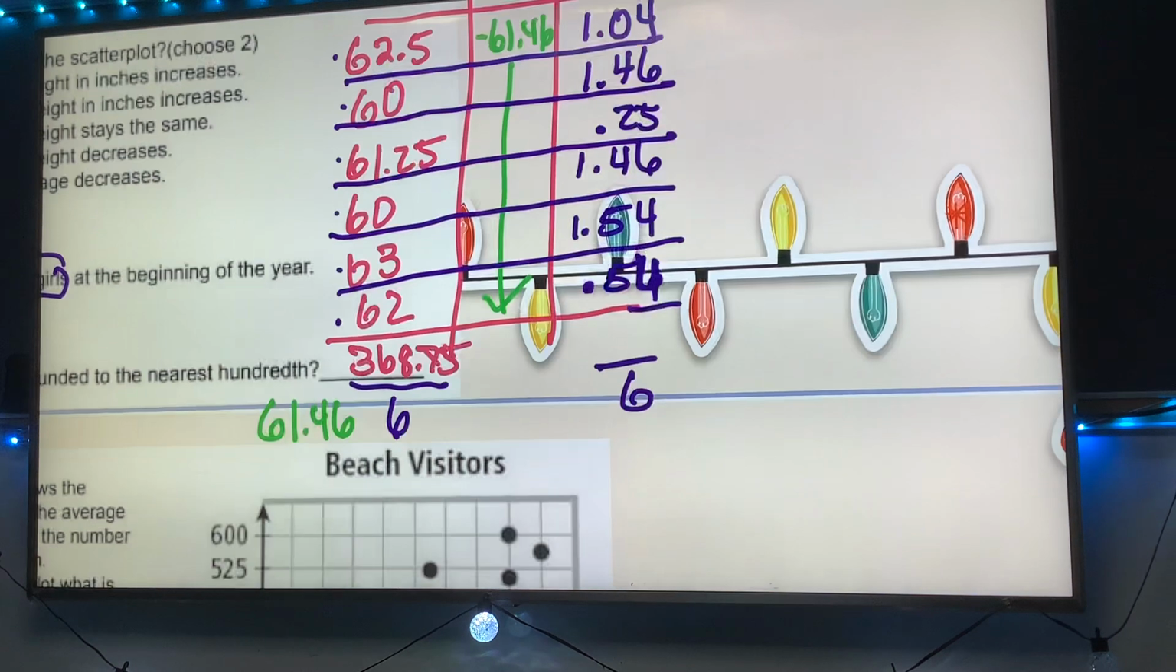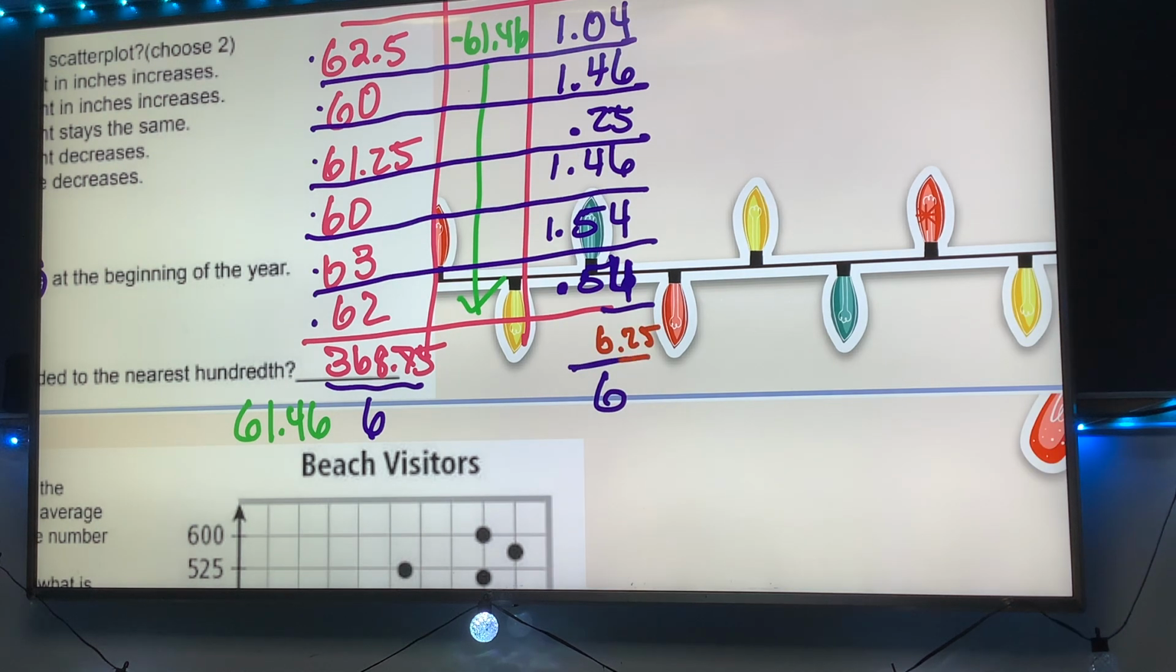Now you are going to add up that last column. So you can pause the video and add up the last column. And you should get 6.25. You're going to take that and divide by 6. And it says rounded to the nearest hundredth. So I have this as my number.